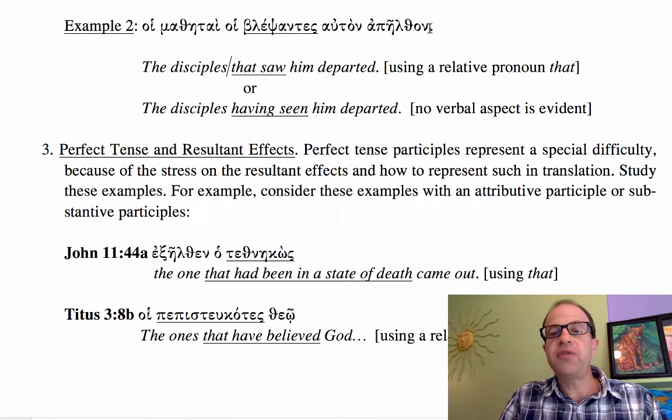In this case, the main verb is past time in this example. So you have the disciples that saw him departed. So you could also render it as the disciples having seen him departed. And in this case, you use the helping verb having with then a past passive form of the verb in English to see, which is seen, in order to render this in a way that seems to be time prior. The disciples having seen him departed.